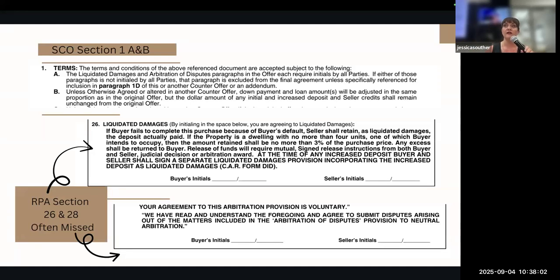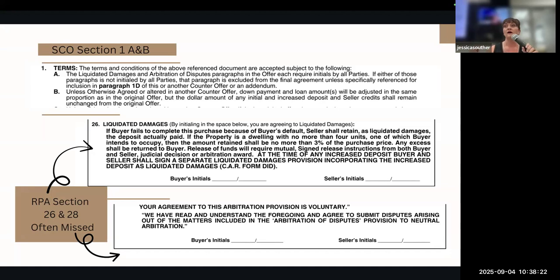So oftentimes one party will initial these and the other party will not. And then it comes back to compliance and we have to say, you need to give us an amendment stating whether or not liquidated damages and arbitration is part of this contract before we move forward. This kept happening a lot, and so they decided to write this into the seller counteroffer.